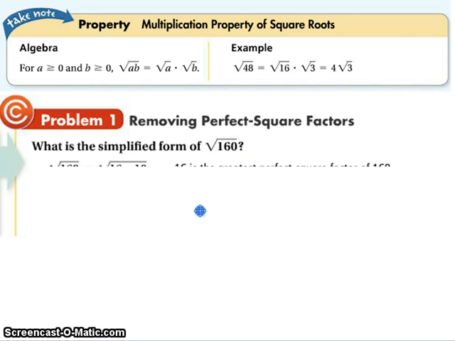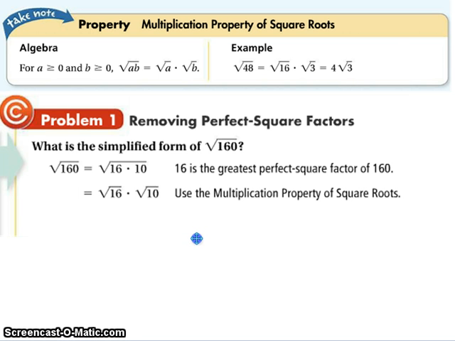We're looking at what number multiplied by what number gives us 160. And in this case, it's 16 times 10. Well, 16 is a perfect square. So we break it up into 2 separate parts, the square root of 16 and the square root of 10. And the square root of 16, of course, is 4. So we know that our answer is 4 square root 10.